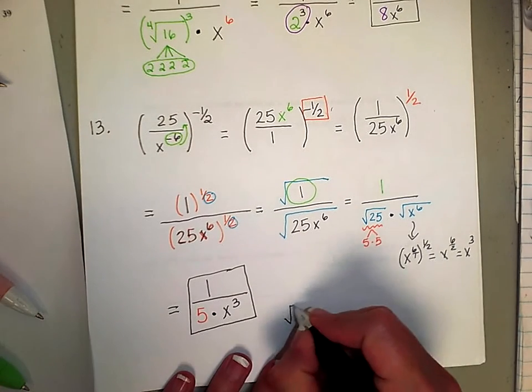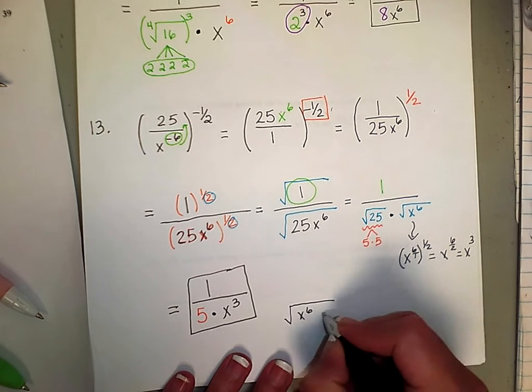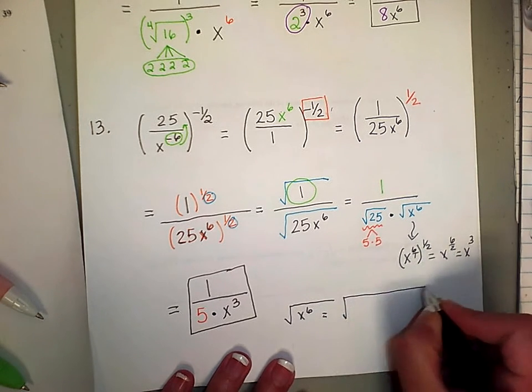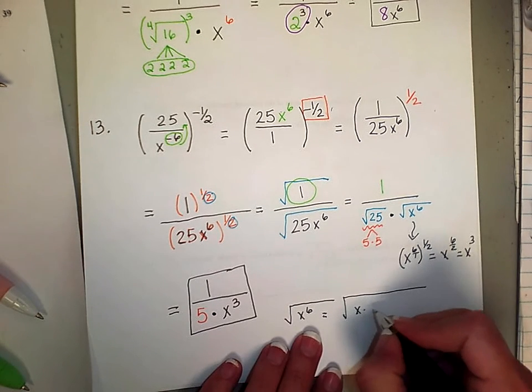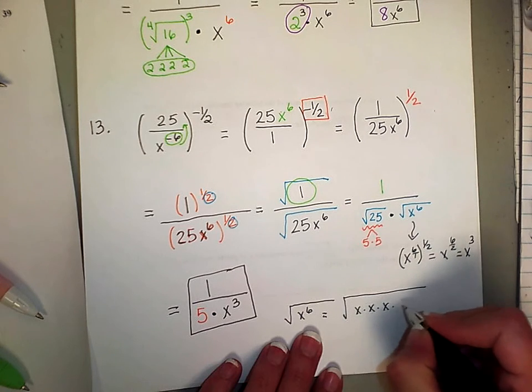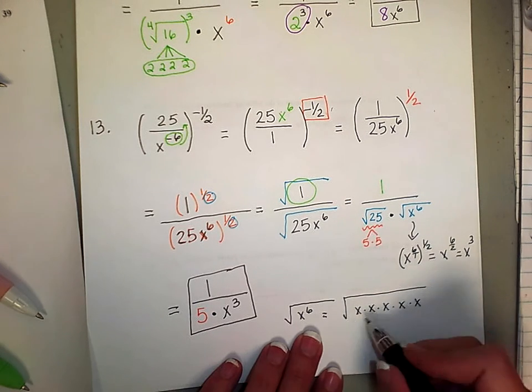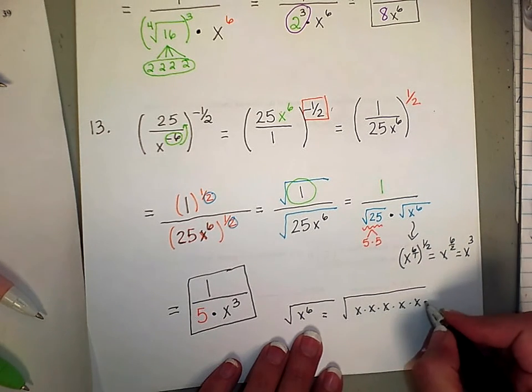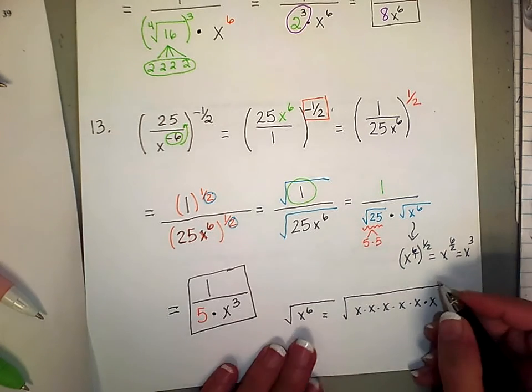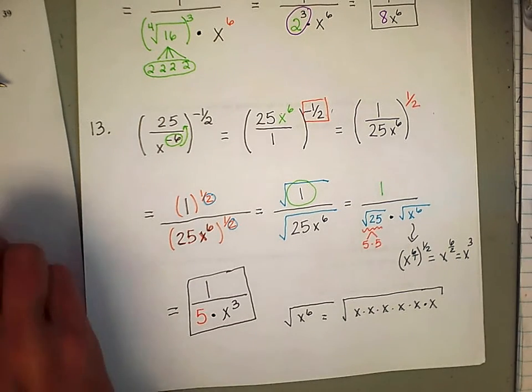There's another way to think about that as well, though. The square root of x to the 6th. X to the 6th is x times x times x times x times x. 1, 2, 3, 4, 5. One more. 6 times.